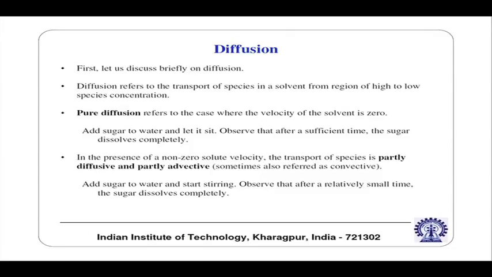In the presence of a non-zero solvent velocity, the transport of species is partly diffusive and partly advective. Sometimes it is also referred to as convective, but a better terminology for transport due to fluid flow is advection and not convection. So add sugar to water and start stirring. Observe that after a relatively small time the sugar dissolves completely. So advection helps a lot in augmenting the rate of species transport.